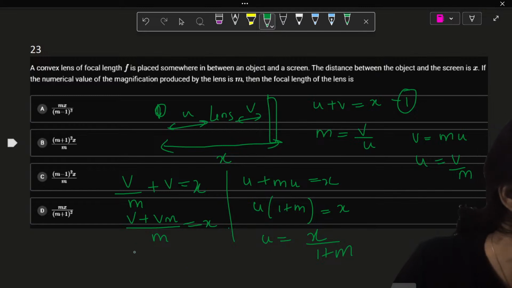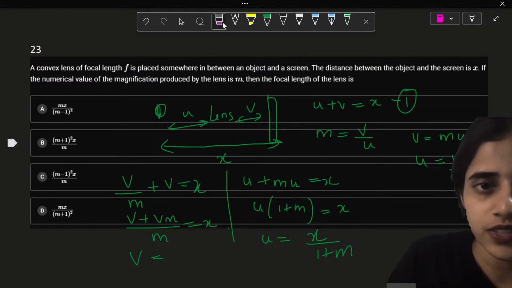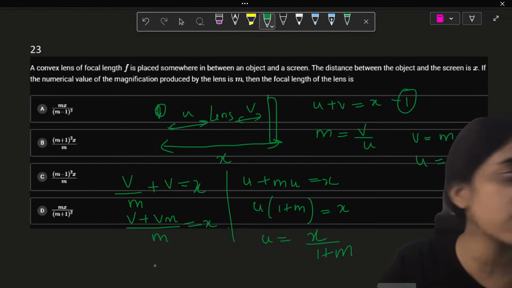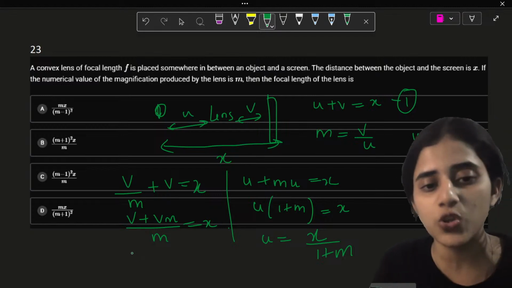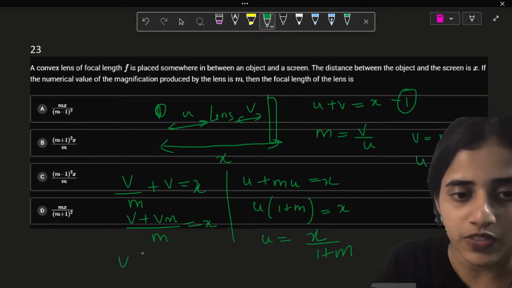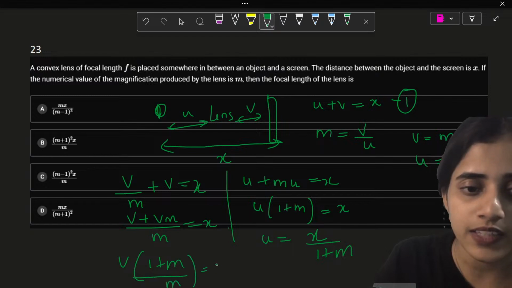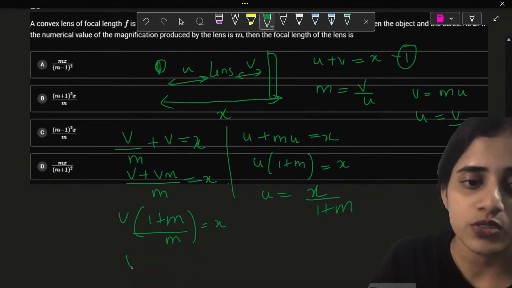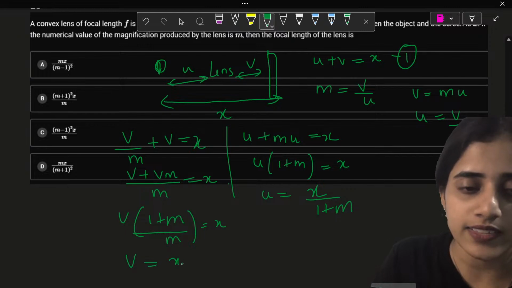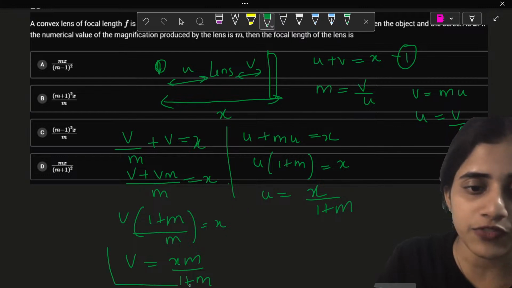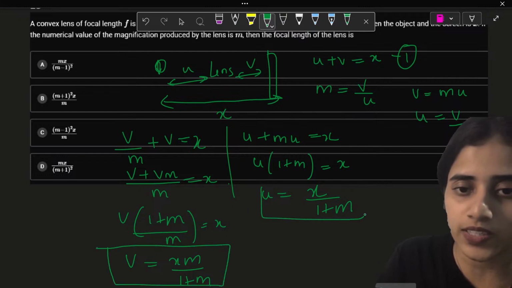Here, what would this be? V is equal to, no. Here also I will write it in terms of v because my formula is 1 by f equals 1 by v minus 1 by u, right? So, I need v and u. So, v outside, 1 plus m by m equals x. So, v equals xm by 1 plus m. Okay. Now, I have v. I have u as well.